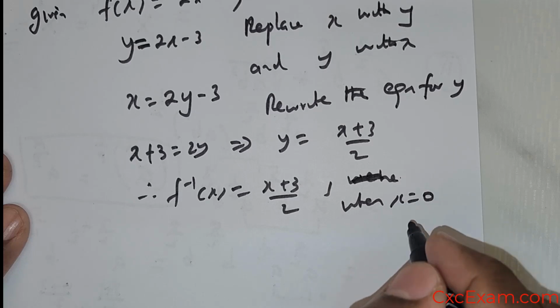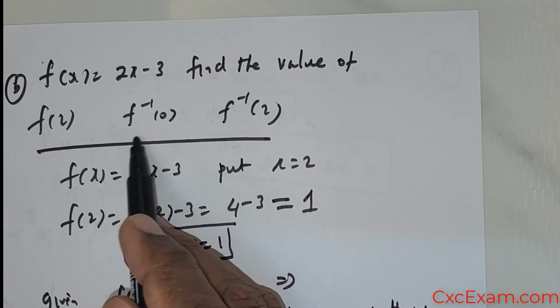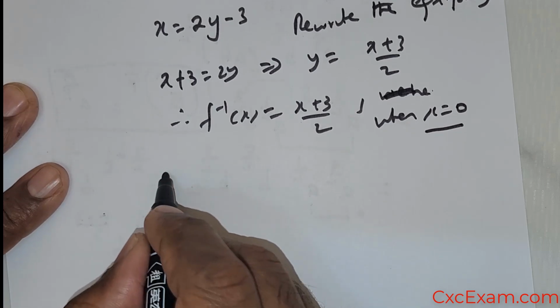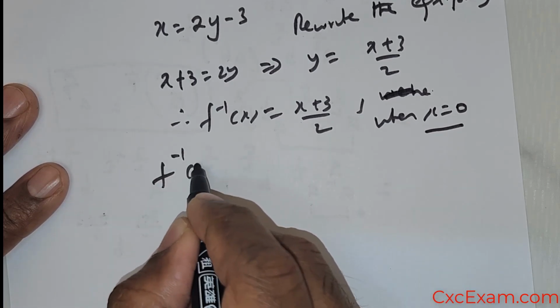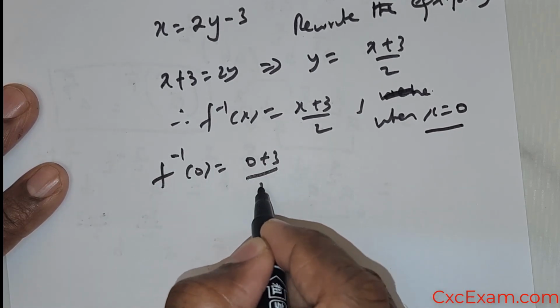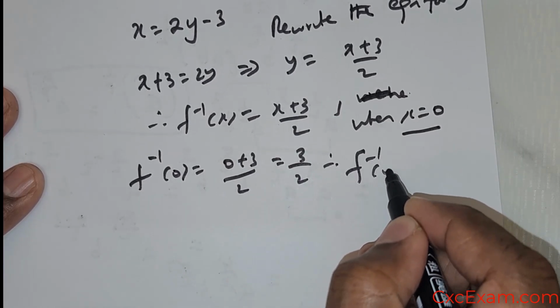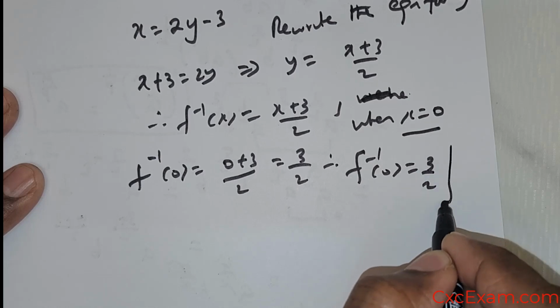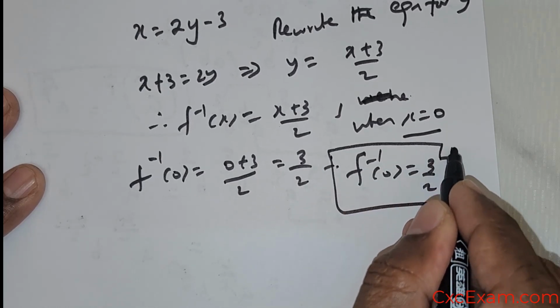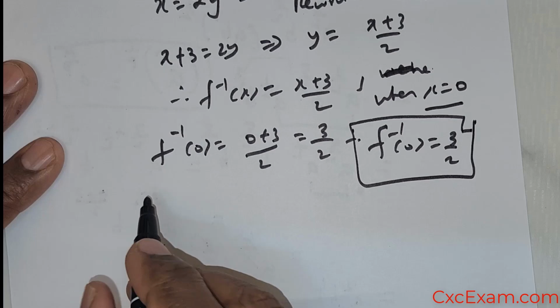Now we are asked to find when x is equal to 0, right? That's exactly what they want. So f inverse of 0 is equal to 0 plus 3 over 2, which is equal to 3 over 2. So therefore f inverse of 0 is equal to 3 over 2. So you substitute and you get the value.